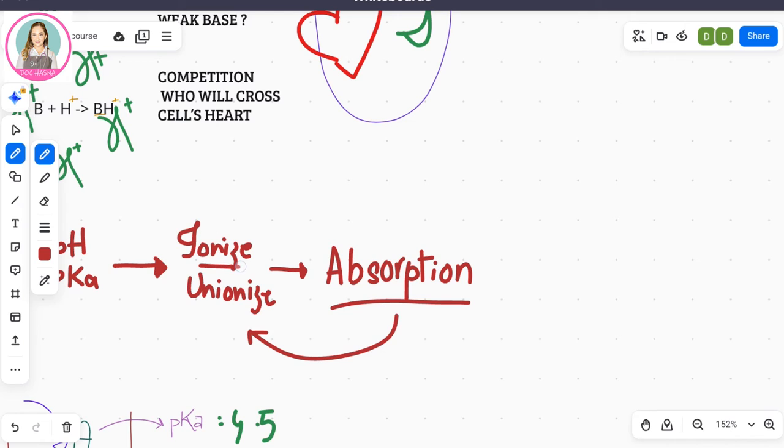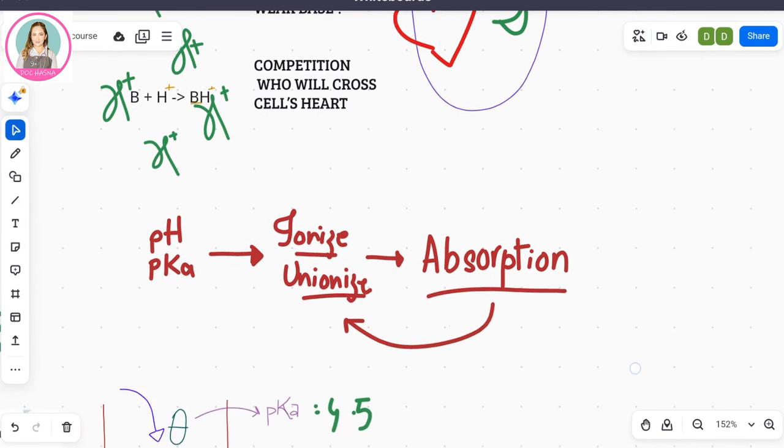So if we have knowledge of whether it's ionized or unionized, what's predominantly existing? Is it existing more in its charged form or non-charged form? Only then can we decipher if it's good absorption or bad absorption. How can we know if this drug is ionized or not ionized?